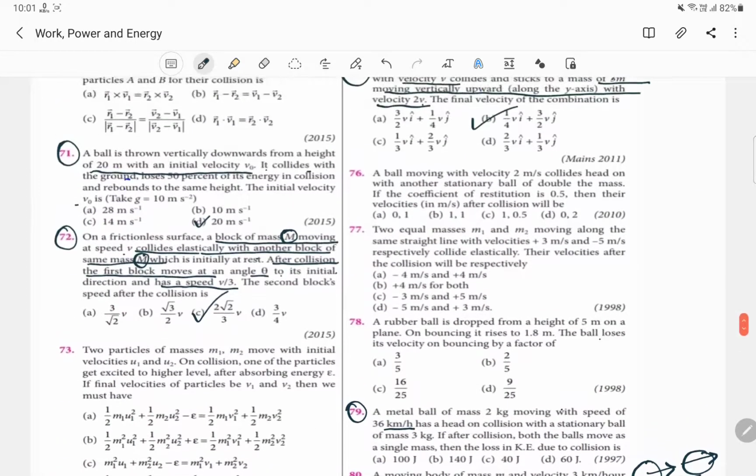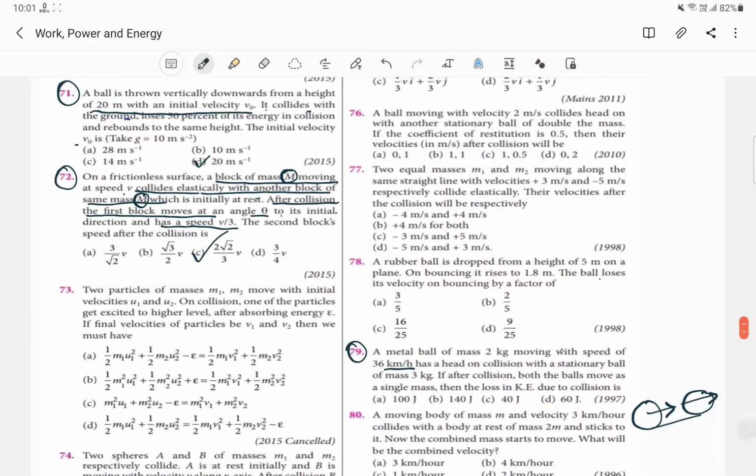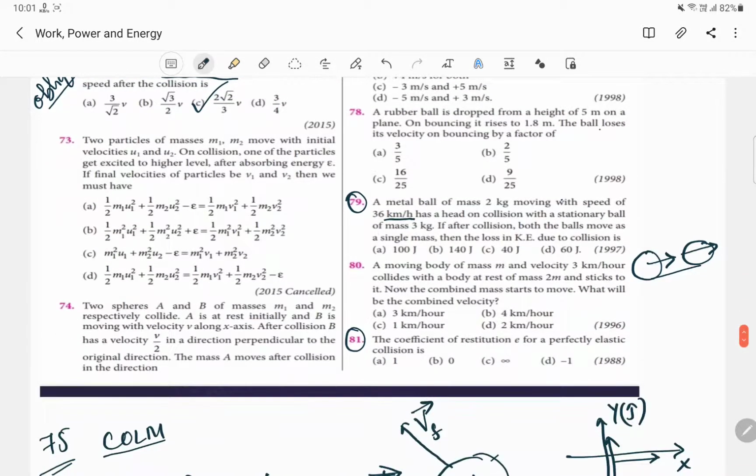In your question number 72, we have an oblique collision. If the colliding particles move at different angles, then that type of collision is oblique collision. And if the collision takes place along the same straight line, then that type of collision is known as head-on collision. Let us read the question.